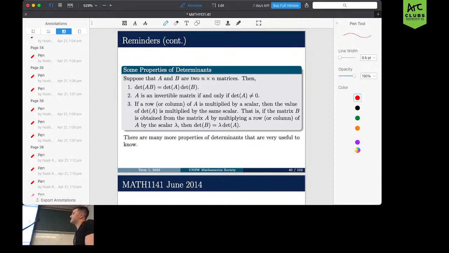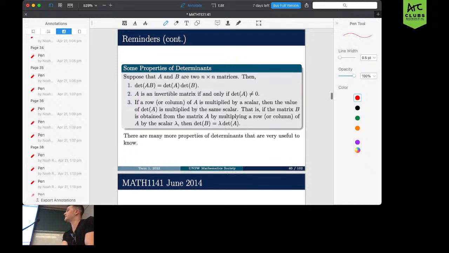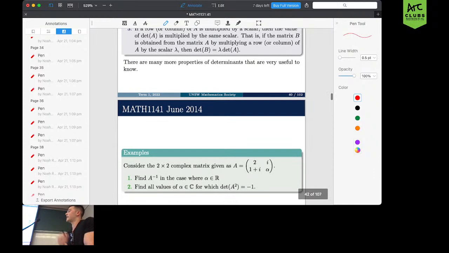So what happens is, if the matrix B is obtained from the matrix A by multiplying a row or column of A by the scalar lambda, then det B is equal to lambda det A. The best way to illustrate that would probably be conjuring up an example. It is quite hard to explain in words, but we'll go with that for now. But let's actually do a question in which we can use the theory of determinants and see how we can eventually solve these things.